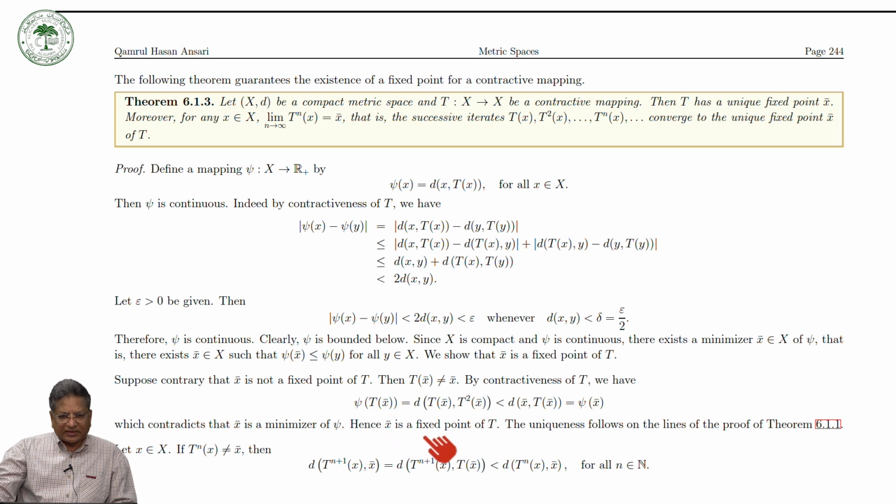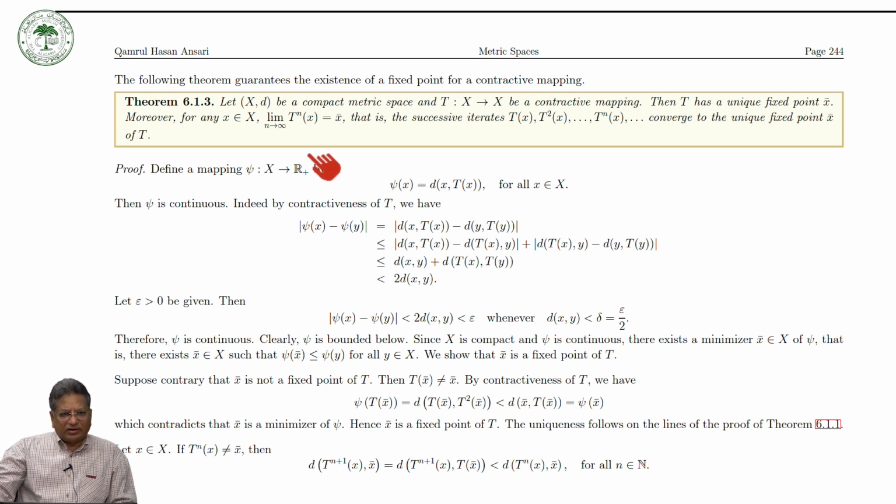Hence, x bar is a fixed point of T. That is to say, we assumed that x bar is not a fixed point, which is not correct. X bar is a fixed point of T. Now, the uniqueness: we have to prove that T has a unique fixed point x bar. We have proved the existence of x bar, a fixed point of T, and the uniqueness can be proved in the same way as in the proof of the Banach contraction theorem.